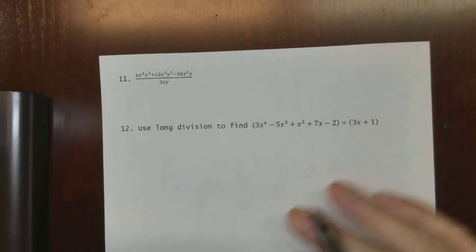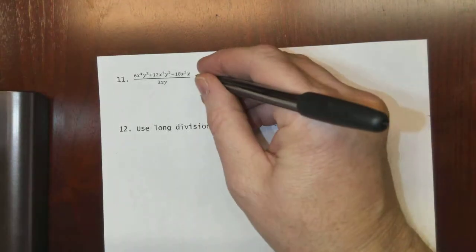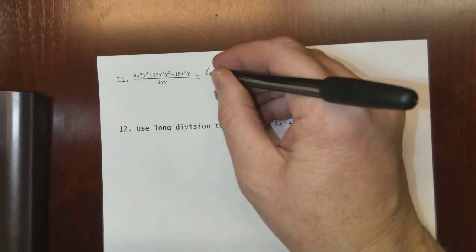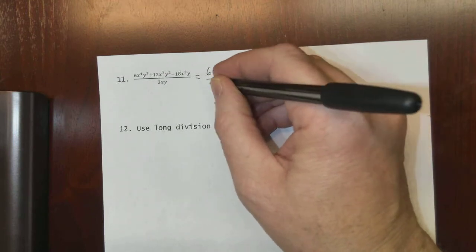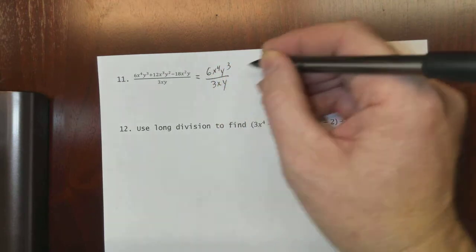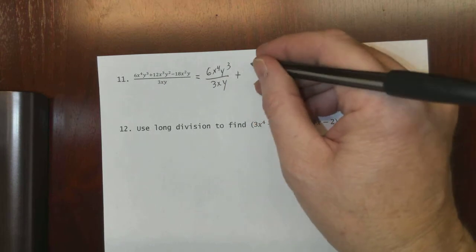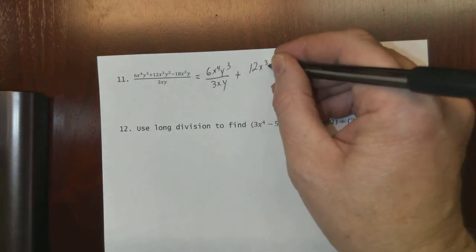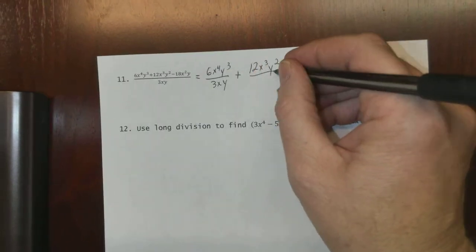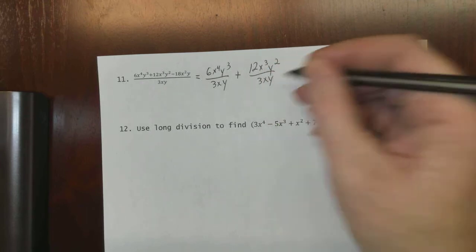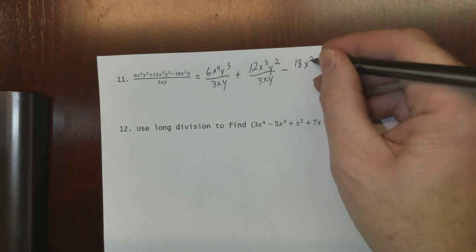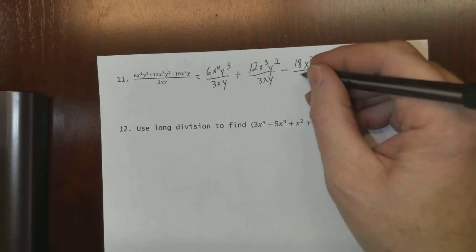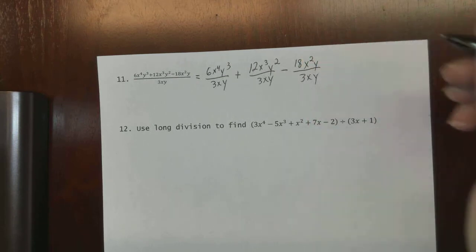11. This is a kind of a distributive thing too. 6x to the fourth, y to the third, over 3xy. I'm going to simplify that. Plus 12x to the third, y to the second, over 3xy. Let's simplify that. Minus 18x squared y over 3xy.